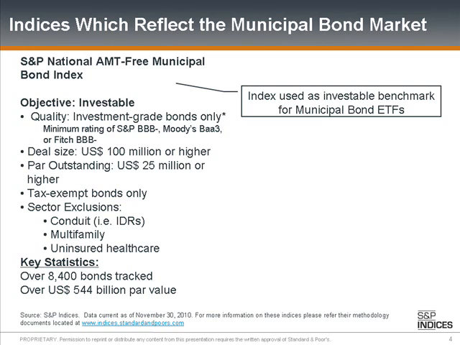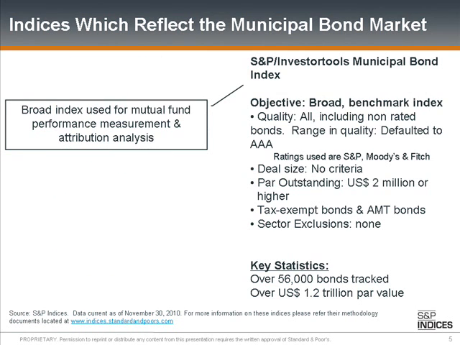Some key statistics for this index are that it tracks over 8,400 different municipal bonds and has a total par value of bonds in the index of $544 billion. The other index that we'll use to illustrate the municipal bond market is the S&P Investor Tools Municipal Bond Index. This is a broad index used by mutual funds for performance measurement and attribution analysis. It has a simple objective: measure the broad municipal bond market.